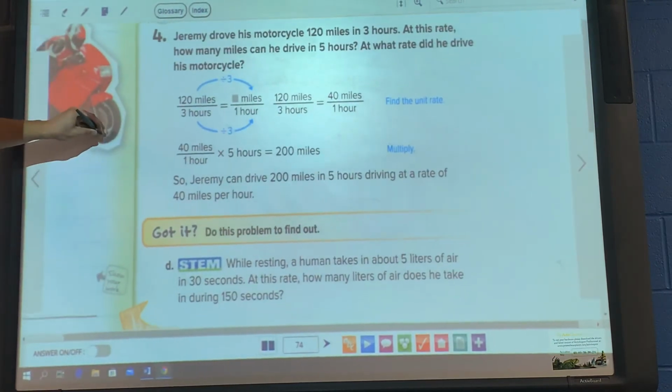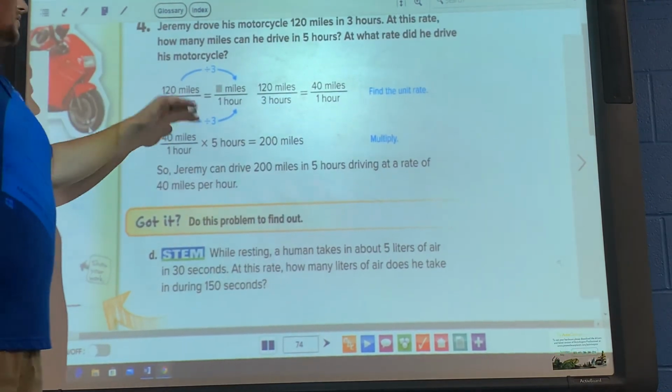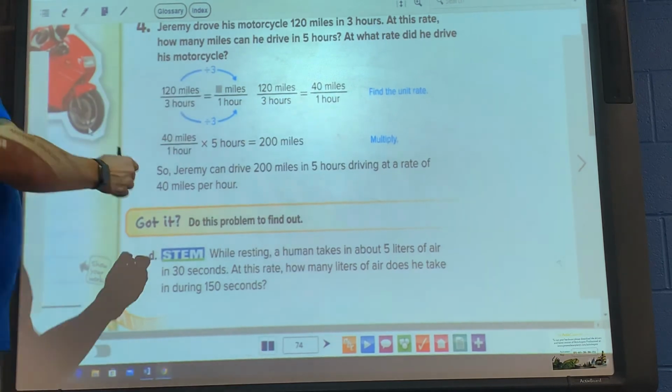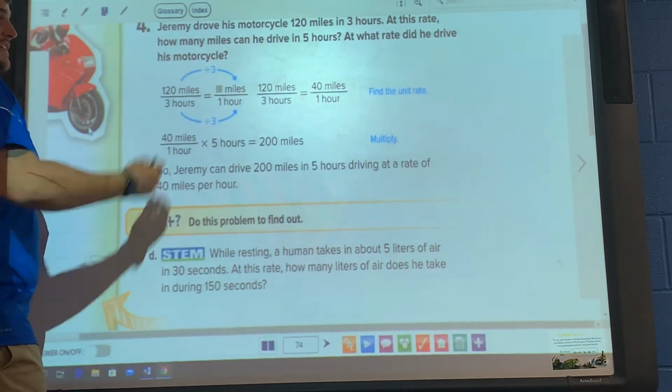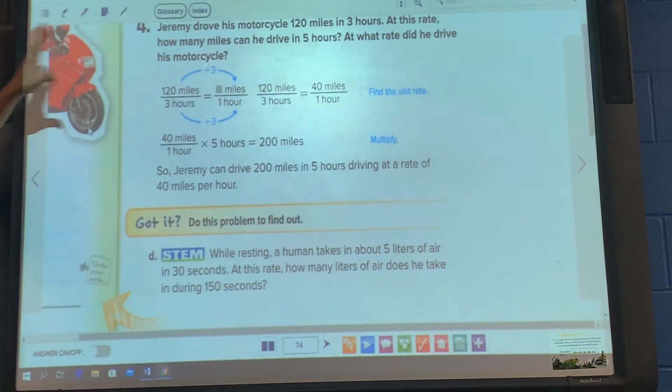Okay, kind of the same thing with this one. If you want to use the other method of finding equivalent fractions, just like we did with the ratios, that's fine too. That works for the unit rate as well. So you can do it either way.